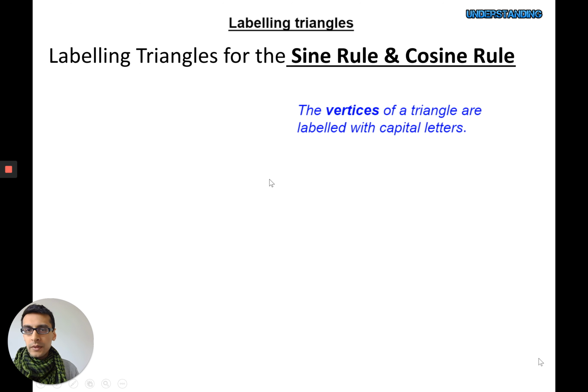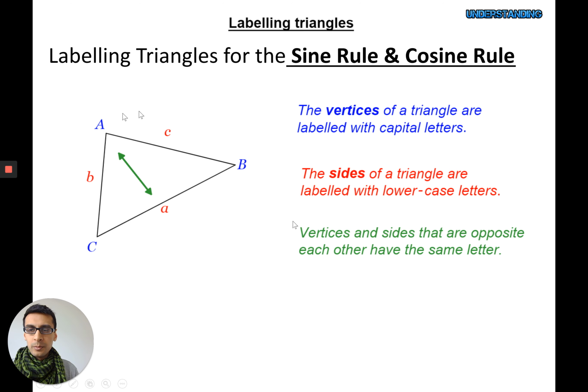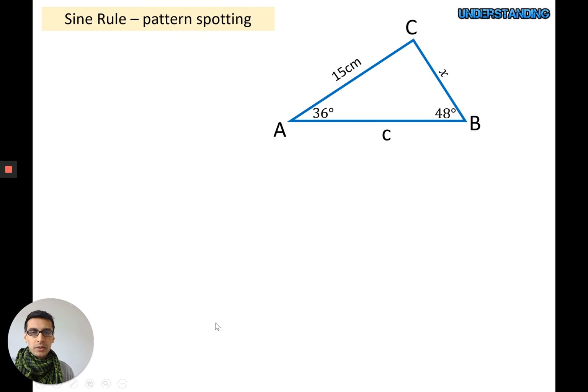So this is just a recap from the beginning of the topic. You need to remember how to label angles. You can pause the video if you need to recap that. So spotting a pattern, I've just come up with a triangle here. It's a non-right angled triangle. So that's why you're going to use the sine rule.